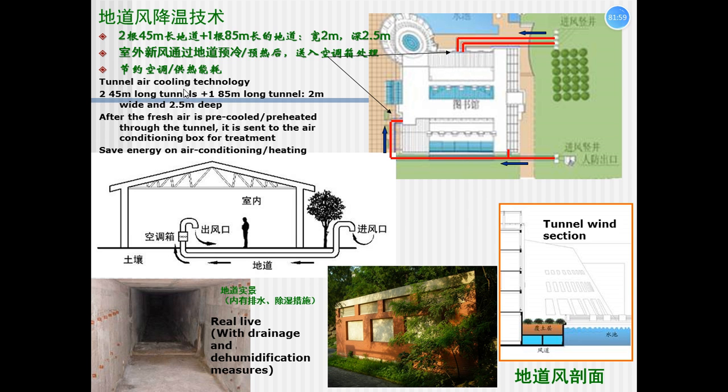Terminal air cooling technology. Two 45-meter long terminals and one 85-meter long terminal, 2 meters wide and 2.5 meters deep, underground.